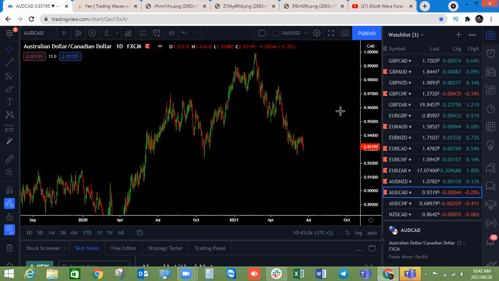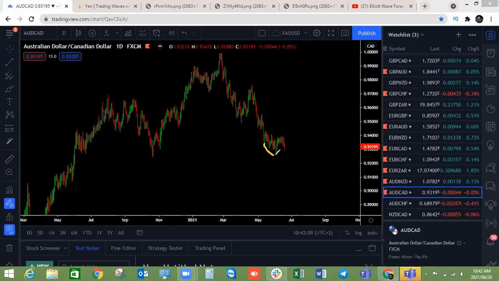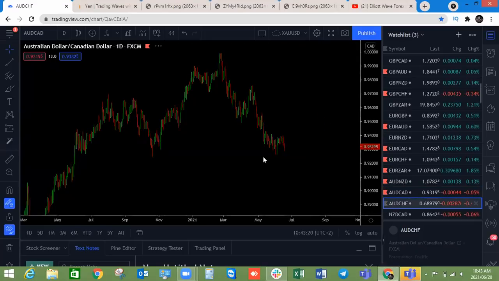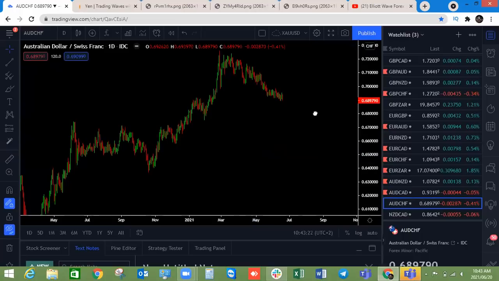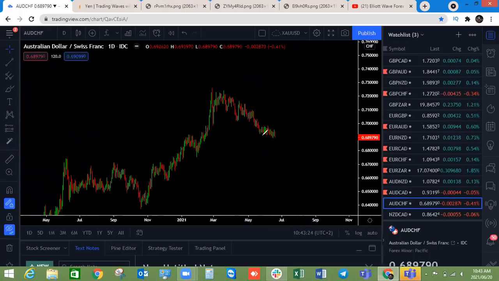AUDCAD. After giving us this divergence, we saw a pulsing move to the upside, but it did not go anywhere. We could have this one here, bouncing up from current levels, push to the upside like that. AUDCHF. Messy structure still, but there's divergence here. We will see this make a 3-wave pullback.